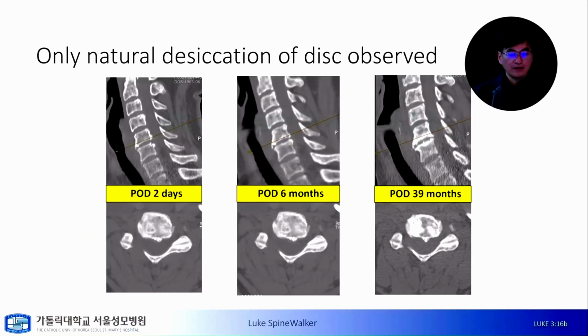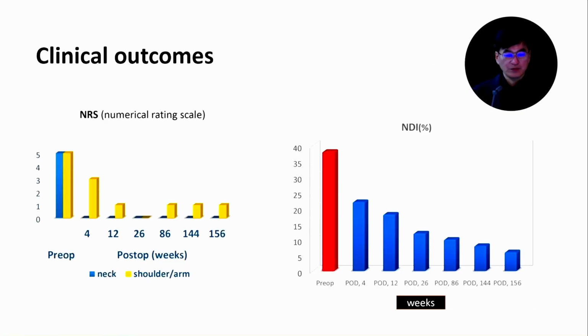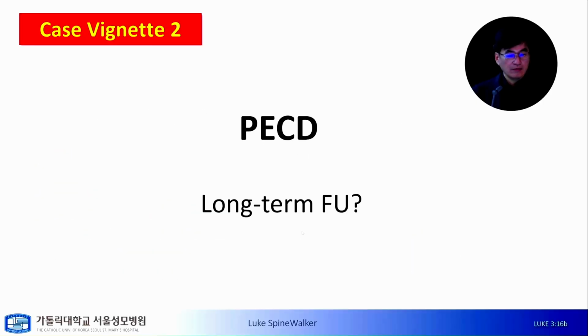So it's done, and I'm going to highlight how it goes over the years and years. You can see the post-op CT at 39 months, right? Some sort of small regrowth of the facet and lamina there, but still decompressed very well. You can see the clinical outcomes over time, 156 weeks, right? What about the long-term follow-up?